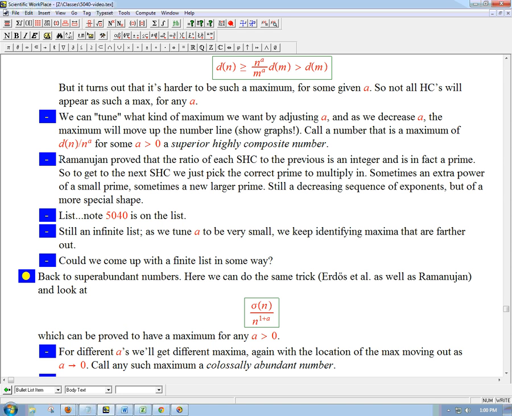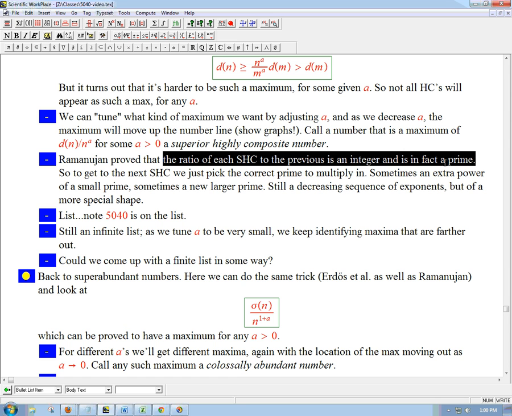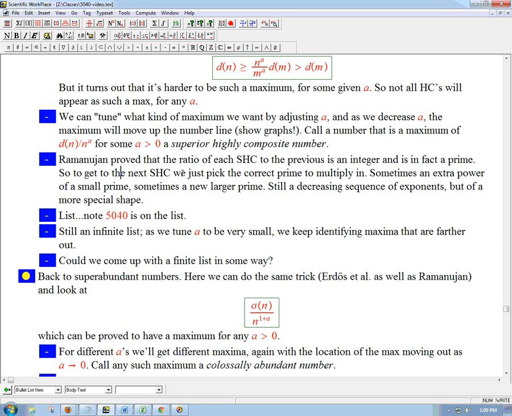Okay. So some nice things about superior highly composite numbers. I noted that when you look at just plain highly composite numbers, the way the prime exponent pattern works is a little awkward, and sometimes you trade off a big prime for more copies of small primes. And that never happens with these superior highly composite numbers. The ratio of each superior highly composite to the previous is an integer, and it's in fact a single prime. So to get to the next superior highly composite number, we just put in one more prime into the sequence. We increment one of the exponents by one. And sometimes it'll be a brand new prime.